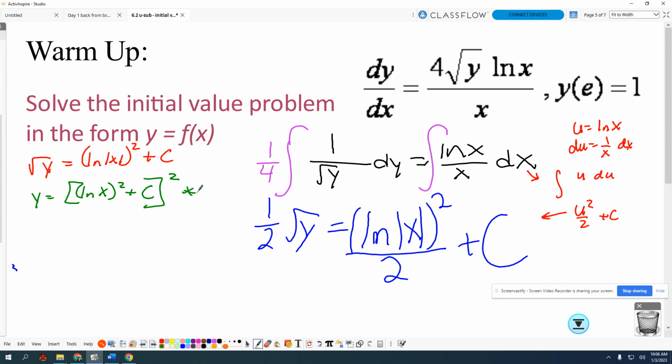And now I'm going to plug in the coordinate when x is e, y is 1. So plugging in y is 1, natural log of e squared plus c squared. What is the natural log of e? 1. What is 1 squared? 1.